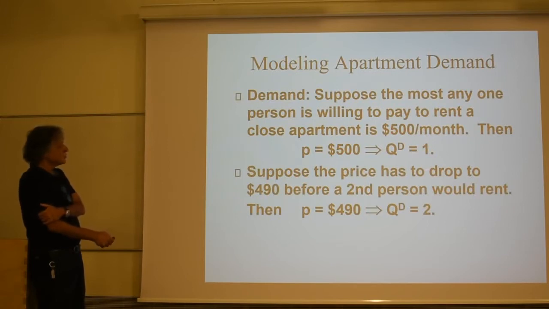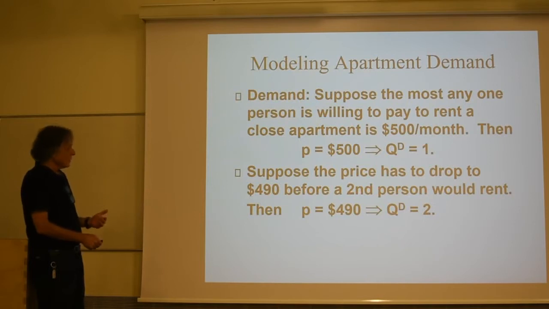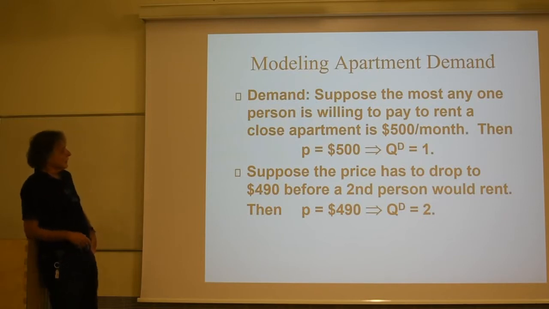Suppose the price has to drop to attract another one, the second one. It has to drop to $490 or below to attract a second person. Okay, so in case the price goes down to $490, clearly this guy will be happy to rent an apartment because he is willing to pay even more. But at the price $490, you'll have two. The second guy and the first guy, both of them will rent apartments. So the demand will be two.